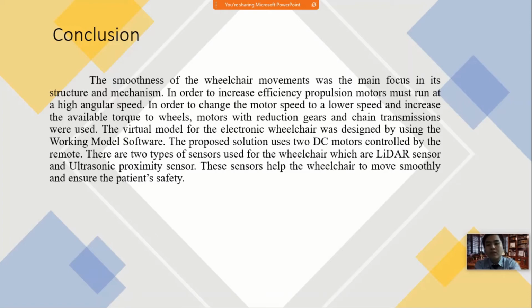The virtual model for the electronic wheelchair was designed by using Working Model software. The proposed solution used two DC motors controlled by the remote. There are two types of sensor used for the wheelchair, which are the LiDAR sensor and the ultrasonic proximity sensor. These sensors help the wheelchair to move smoothly and ensure the patient's safety.